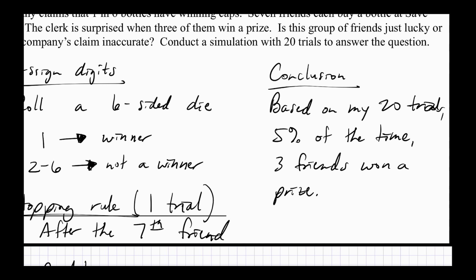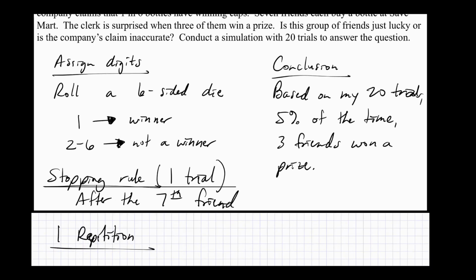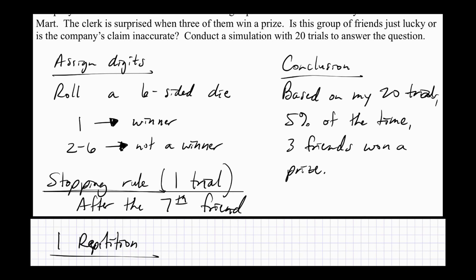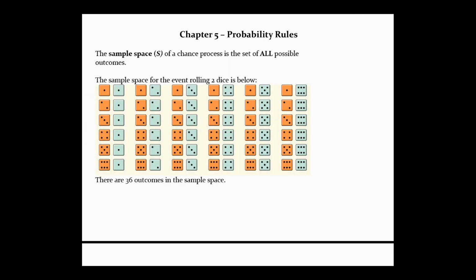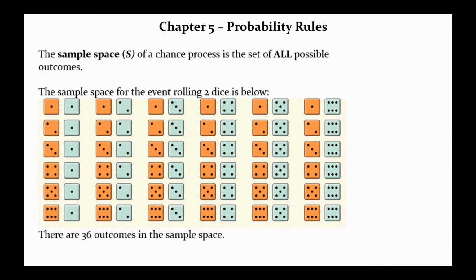Alrighty. So we're not going to get too much into it, but let's look at least at the big part of what we're going to get into next week. A couple of vocabulary. Sample space. A sample space of a chance process is all possible outcomes, everything that could happen.